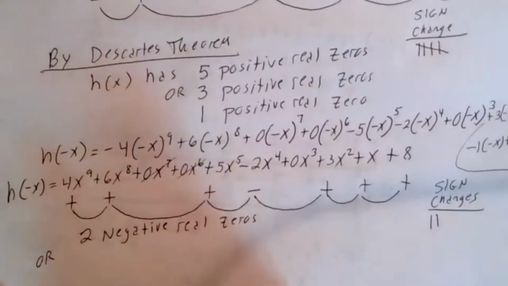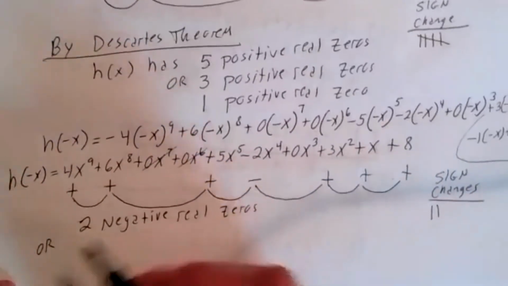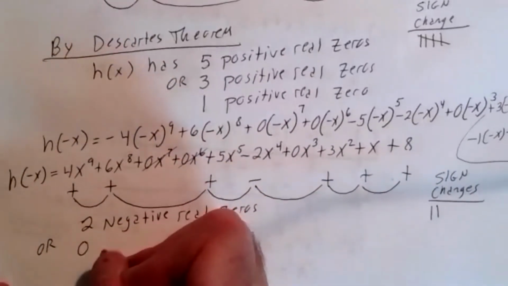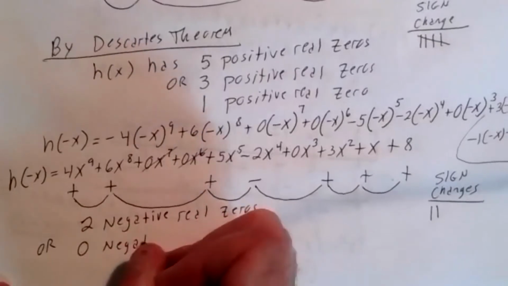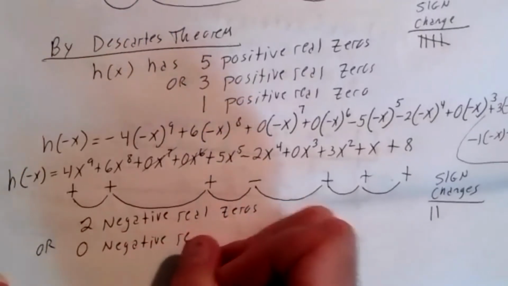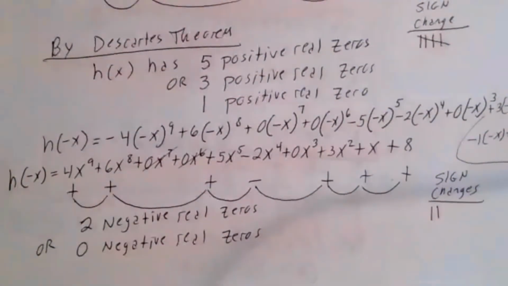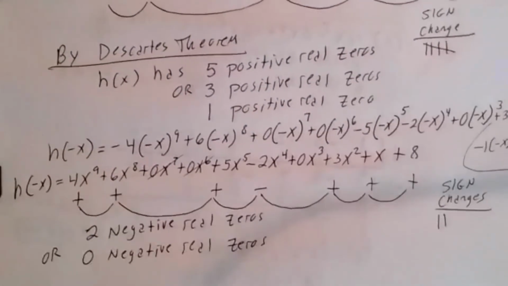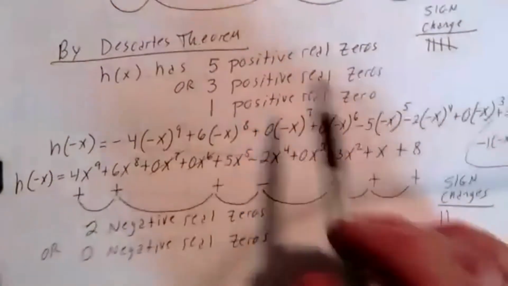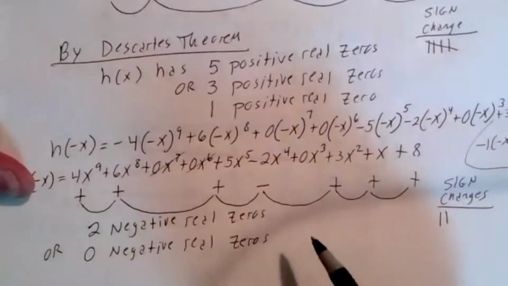Or, ladies and gentlemen, we could have, what's 2 minus 2? 2 minus 2. Or we could have 0 negative real zeros. Okay, so there you go. There's your possibilities. So we have just applied Descartes' rule of signs in predicting the number of potential positive real zeros or negative real zeros.